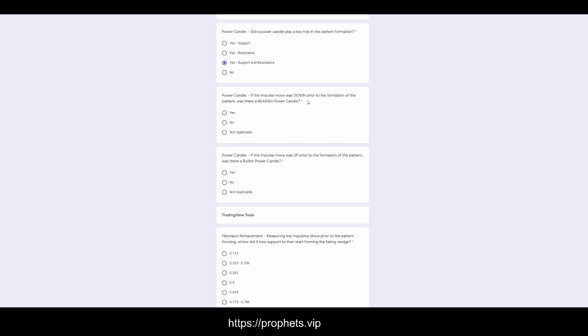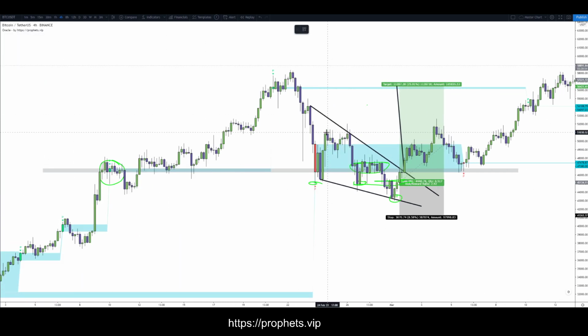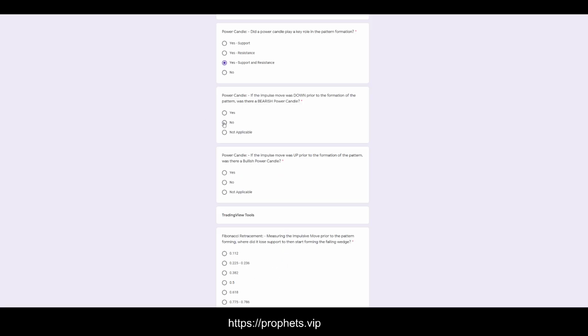If the impulse move was down prior to the formation of the pattern, was there a bearish power candle? So the answer to that is yes. The impulse move is actually down for this one before it broke, even though there's a large impulse prior. So this is our pattern from here to here, here to here, back to here, down to here. That's our touches. That is the impulse move down. So yes, there was an impulse move down, and yes, there was a red bearish P candle. The red doesn't necessarily mean it's bearish and it's going to go further. It just means it's come from an impulse move down when you see a red one, and inverse for the green one. So yes, there was.